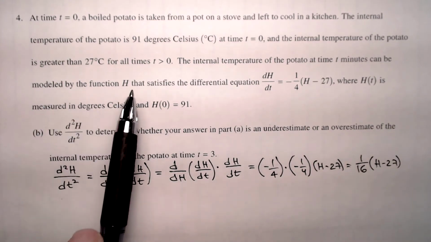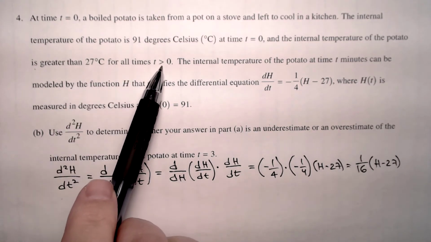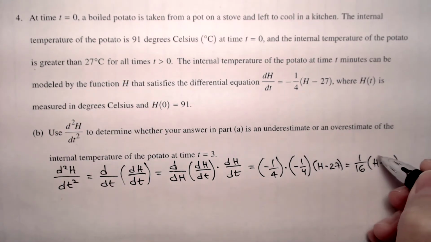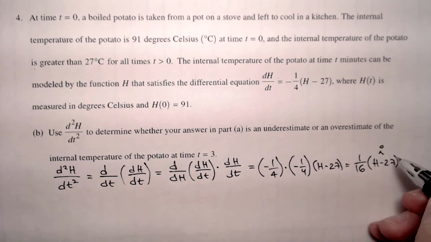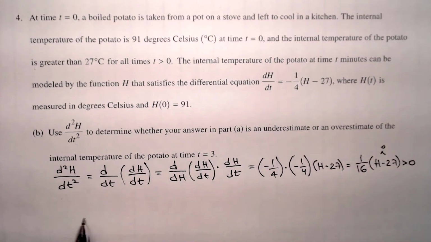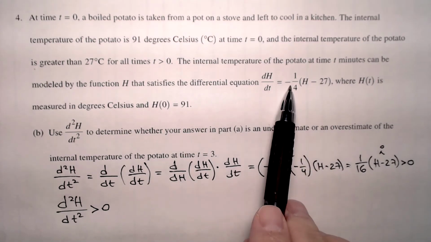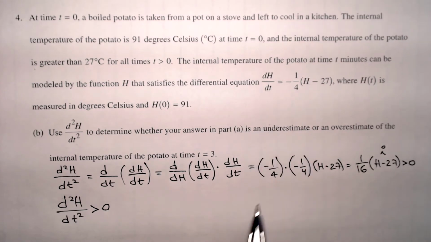Note that we are given that the internal temperature of the potato is greater than 27 for all times t greater than 0, which means that this expression is always greater than 0, times 1 over 16 means that this entire expression, the second derivative, d squared h over dt squared, is greater than 0. Which implies that the graph of h is concave up for t greater than 0. And we know from here that h with respect to t is decreasing.